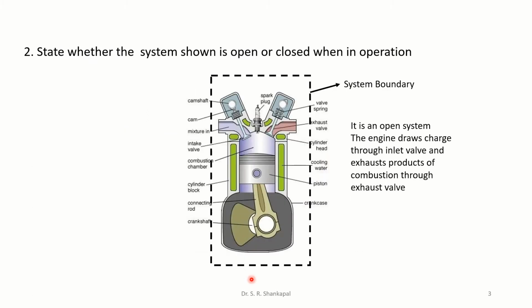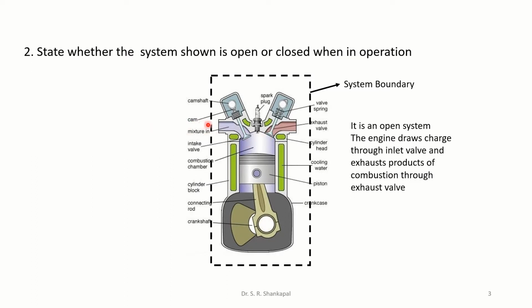So let us consider another example. See this IC engine. Again, state whether the system shown is open or closed when in operation. This is the boundary of the system. This is the inlet manifold. This is the exhaust manifold. There is inlet valve, exhaust valve.